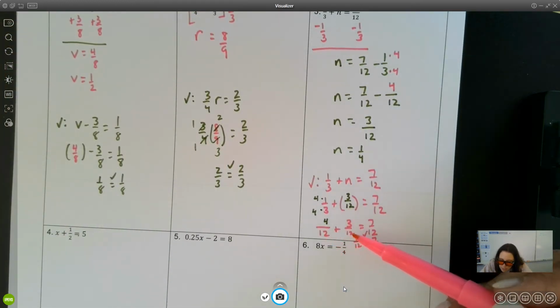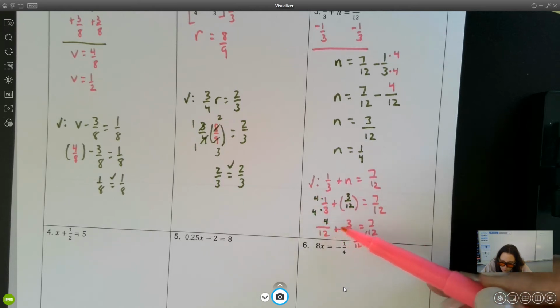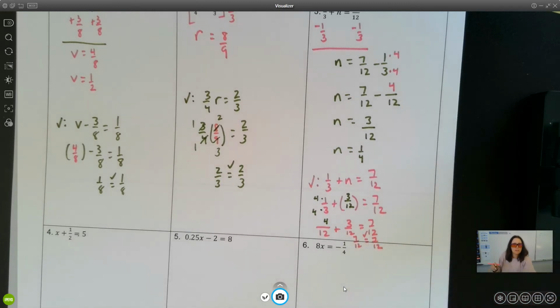Oopsies, let me scooch that up. Okay, so I got a common denominator of 12. This one stayed. This one needed a 4, so 4 times 1 is 4. 4 plus 3 is 7/12, and that does equal 7/12. Alrighty.